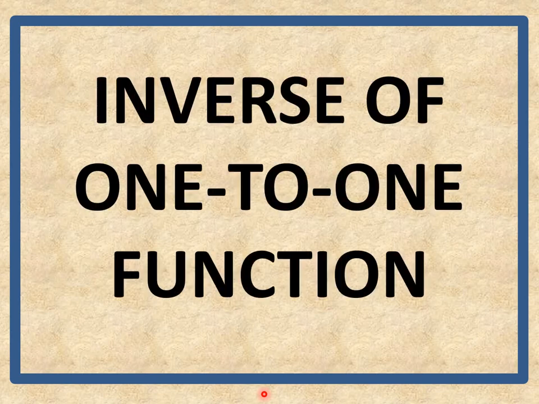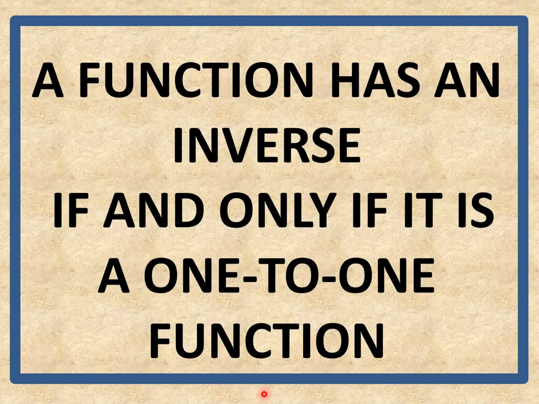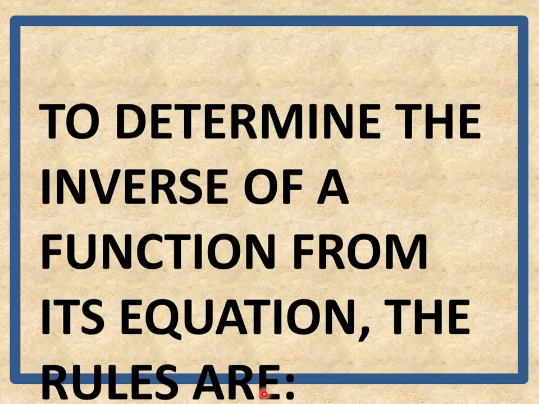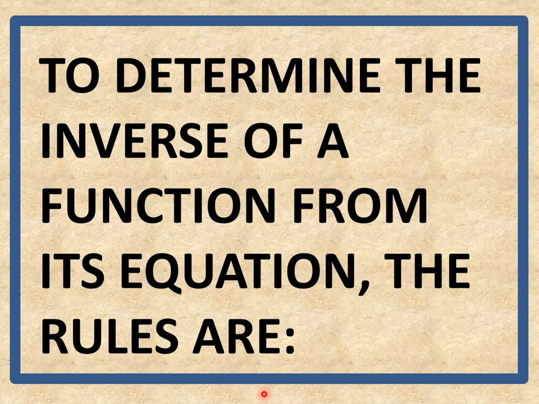For this topic we're going to study the inverse of a one-to-one function. A function has an inverse if and only if it is a one-to-one function. So if the function is not a one-to-one function, therefore it has no inverse. But how do we determine the inverse of a function?